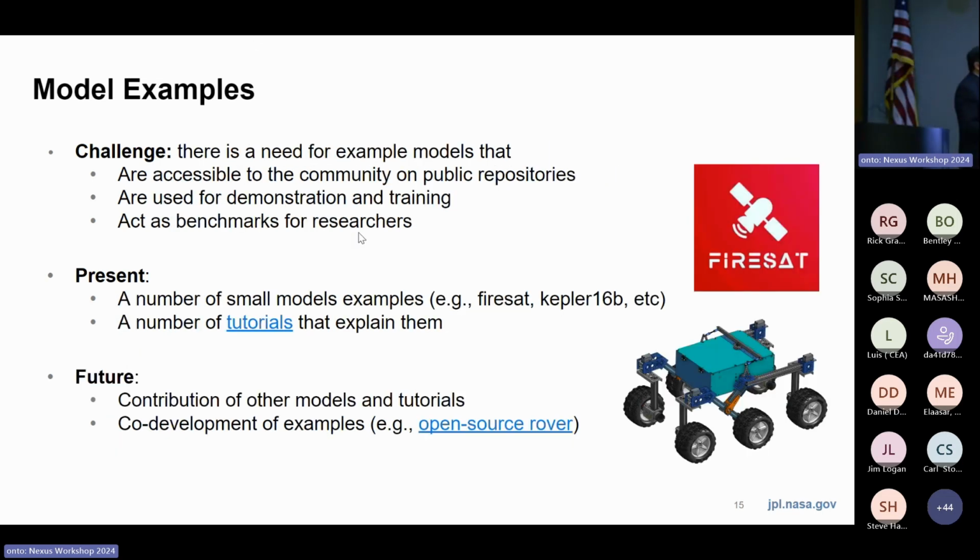And then the area of examples. We all need examples because we don't want to work from scratch. Sometimes ideas are hard to communicate. An example is effective. Yuta mentioned today an example of an open source rover. So JPL has open sourced one of the rover designs, and they put all the hardware specification, but there is no system model for that.